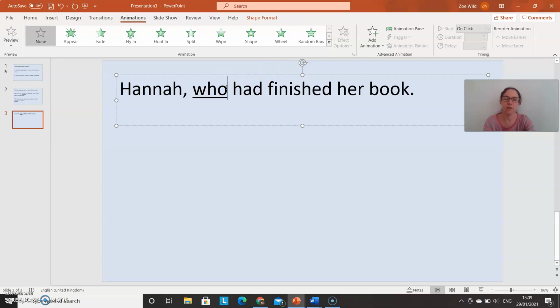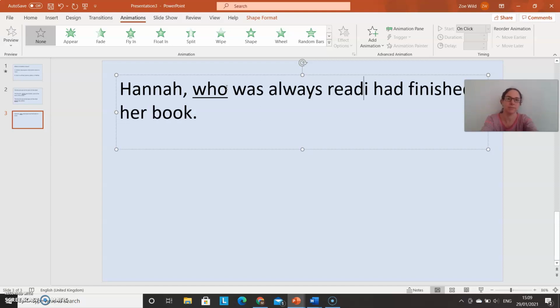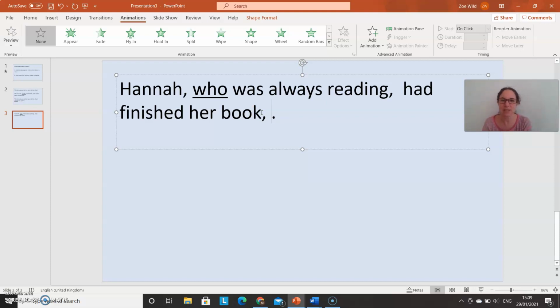So, Hannah, who was always reading, there's my relative clause, who was always reading. Notice I've got a comma before who and after reading, had finished her book. And then I could put both. It doesn't sound brilliant having too many relative clauses together, but let's do it now.